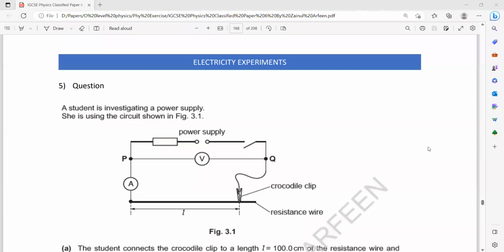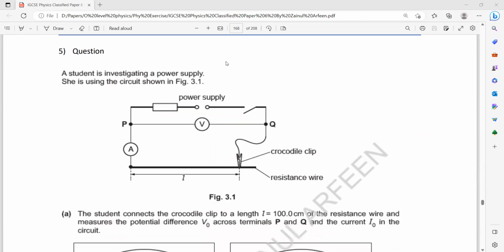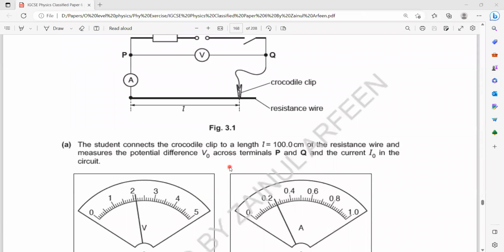So this one is question 5 from electricity experiments, alternative to practical. In the question, a student is investigating a power supply. He uses a circuit as shown. You can see a voltmeter is there, which is connected in parallel, an ammeter connected in series, a resistance wire and the crocodile clips.